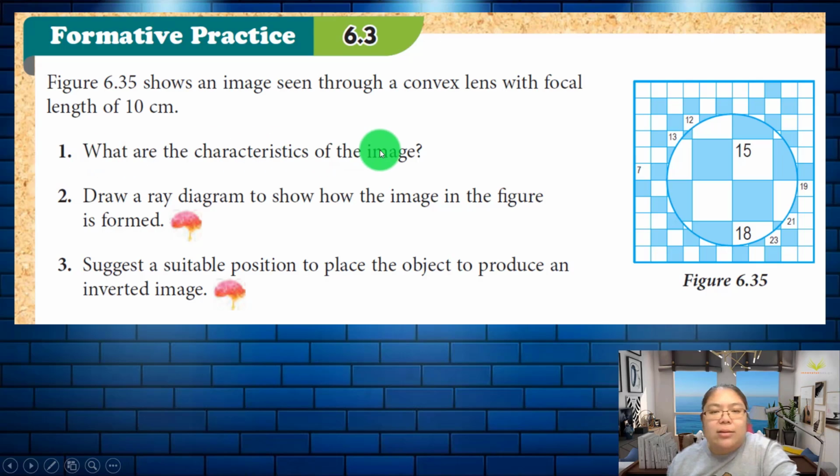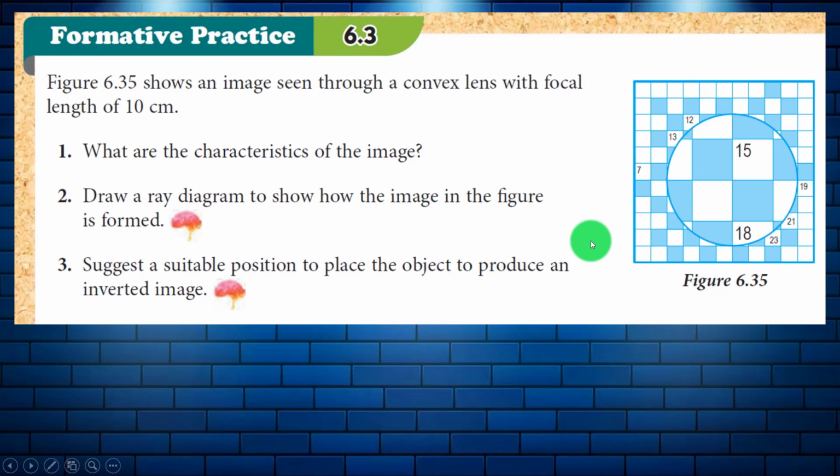So what are the characteristics of the image? The characteristic is magnified. Number 2, you need to draw the diagram to show how the image in the figure is formed. After you state the characteristics, you need to draw the ray diagram, the same as just now. And the last one, you need to suggest a suitable position to place the object to produce an inverted image. This one is upright, is it? Now we go to answer one by one.